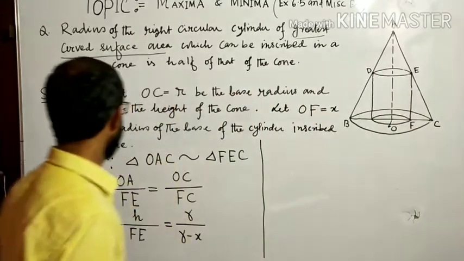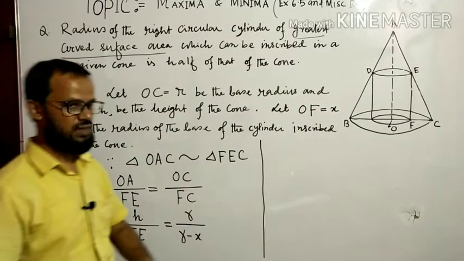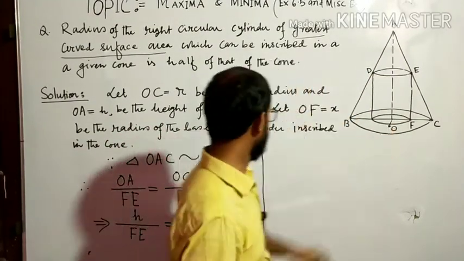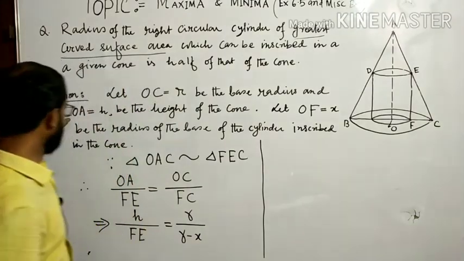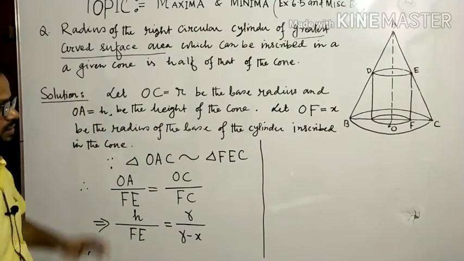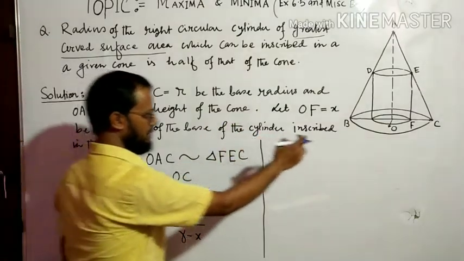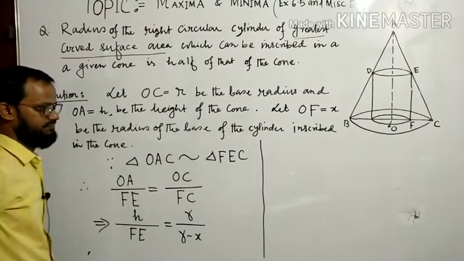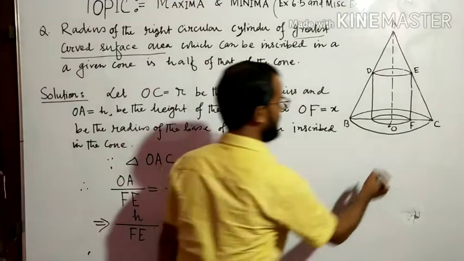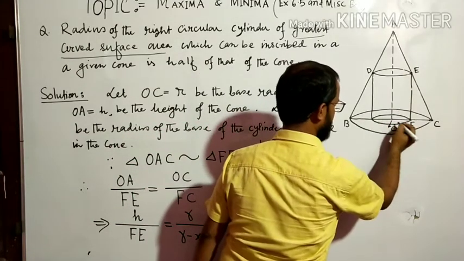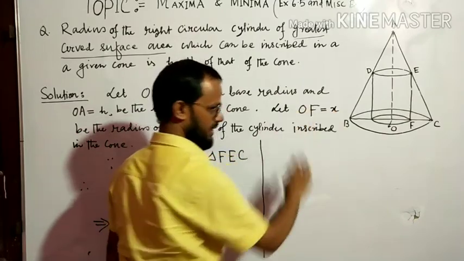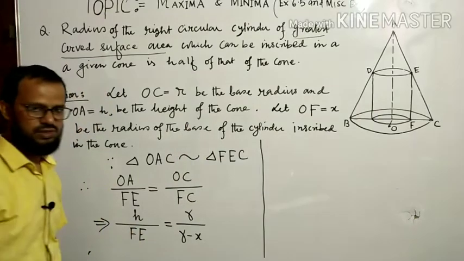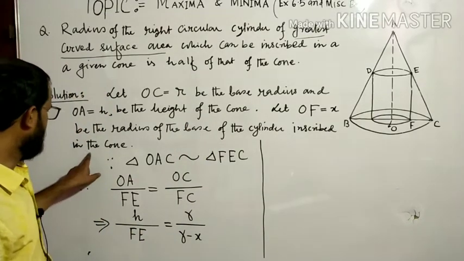Now see what we can do. We draw this particular diagram. It is important. First we draw a cone with height OA equal to H. And the radius of the base of the cone I am taking as OC equal to R. Suppose the radius of the cylinder drawn inside the cone is OF, written as X, the radius of the base of the cylinder which is inscribed in the cone.